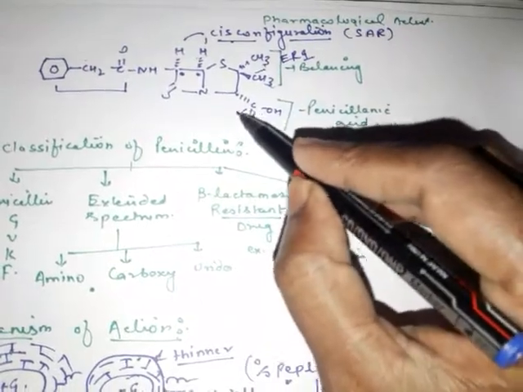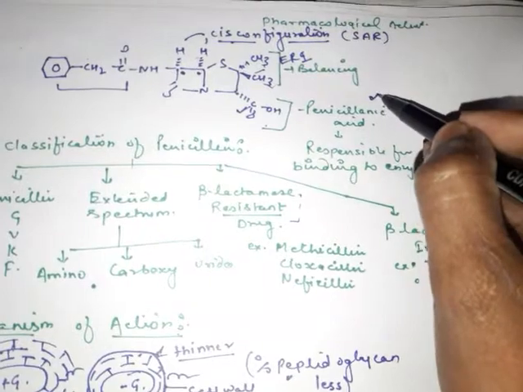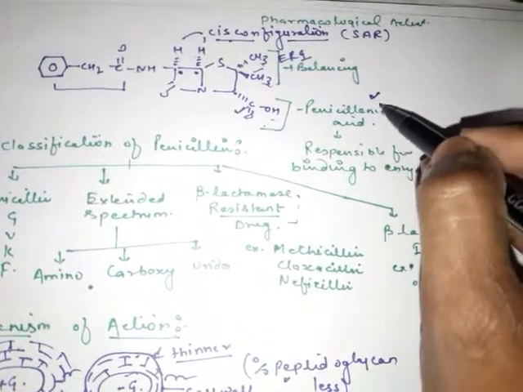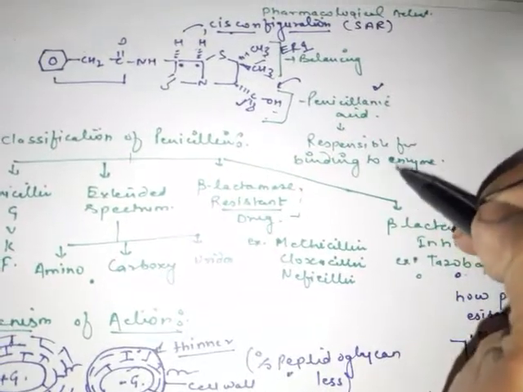While COOH is the acid, by which the nomenclature penicillinic acid is given, by this acid group. And it is responsible for binding to the enzyme.